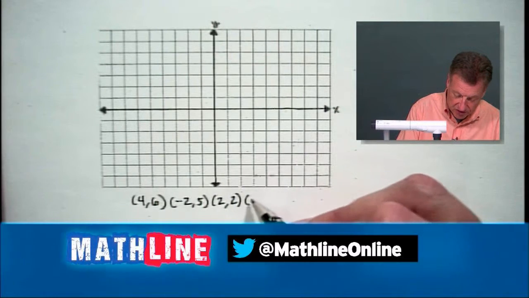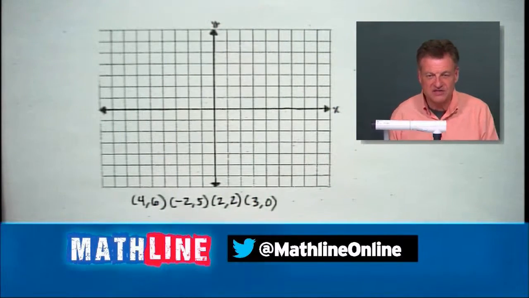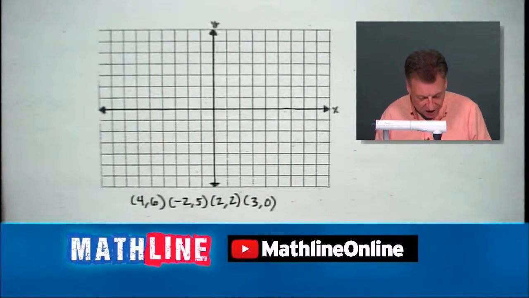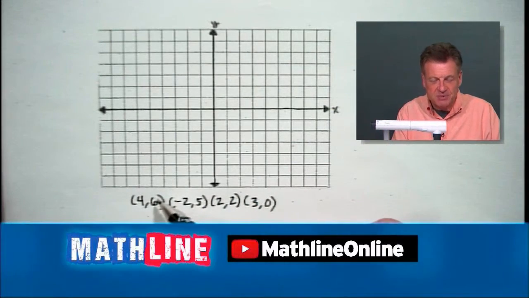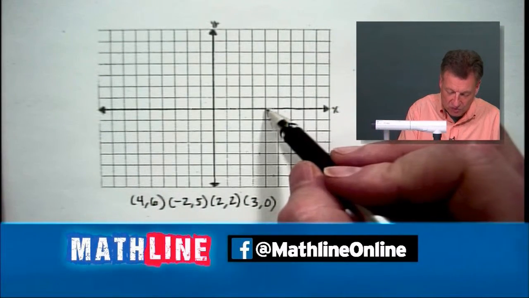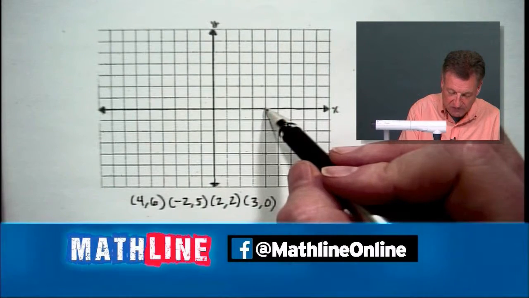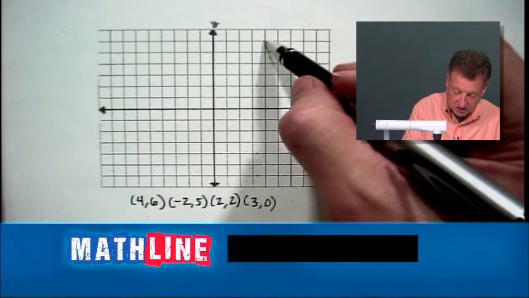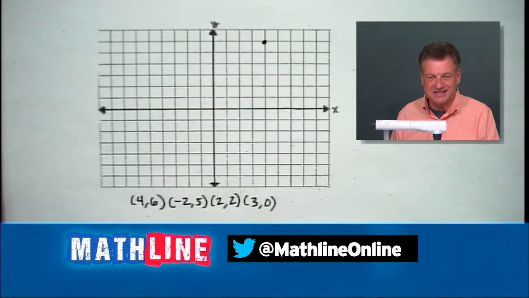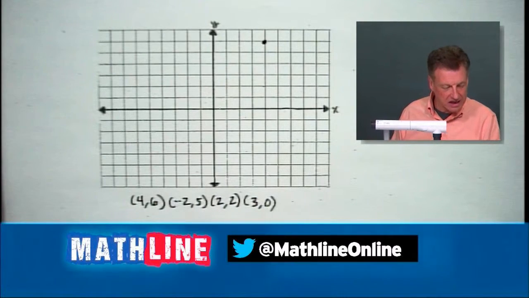And I've got 3, 0. Again, nice fun ways to practice some graphing here. 4, 6, both are positive, so we're going to go visit quadrant 1 up here. Ooh, that's way out there, isn't it? Up 4. And there we go, up 6. There's our first point, all right?